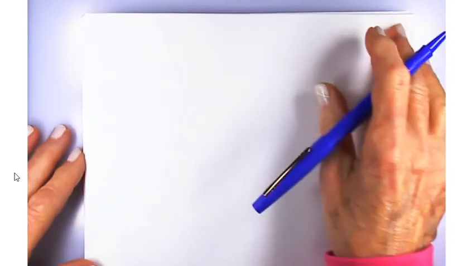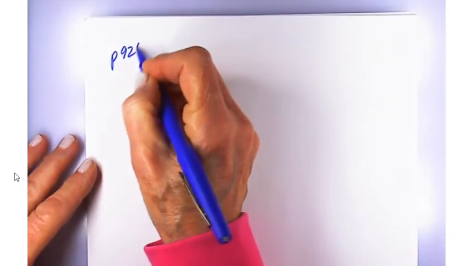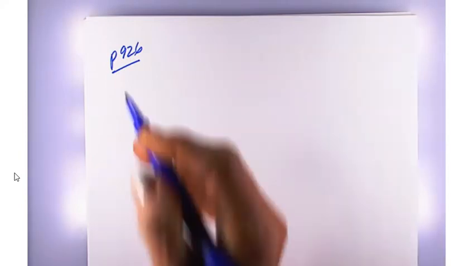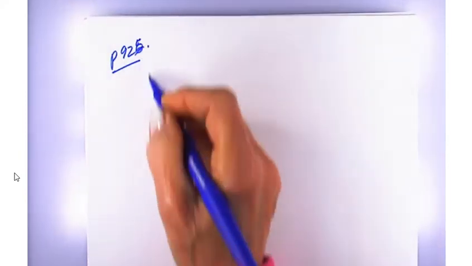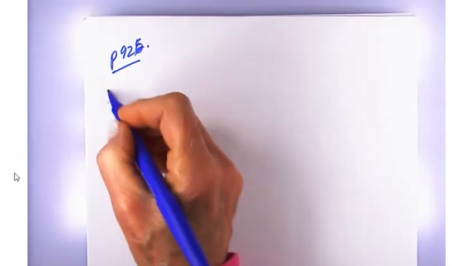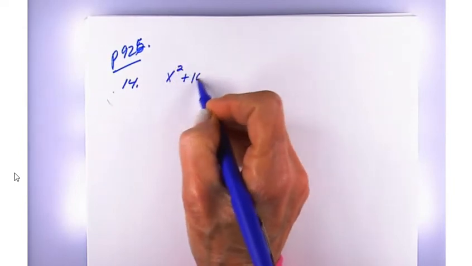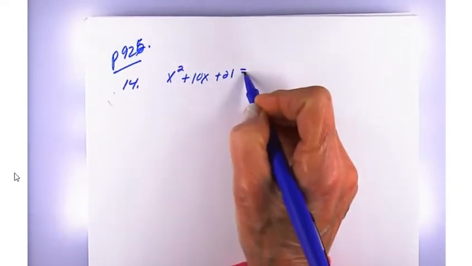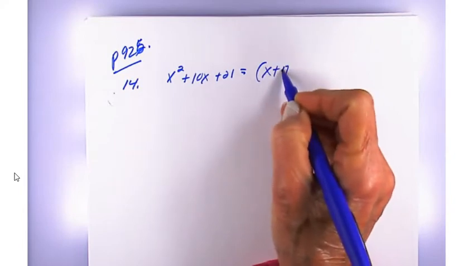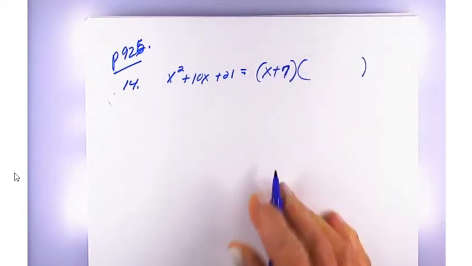Looking on page 926, remember what I said, you can't do too many trinomials. For one thing, you're going to see patterns. You'll see patterns happen. So maybe we should start on page 925 and just do one or two of those. And let's look at number 14. X squared plus 10x plus 21. The author gives us x plus 7, and we have to determine what this is here.